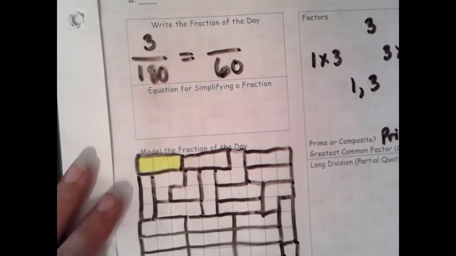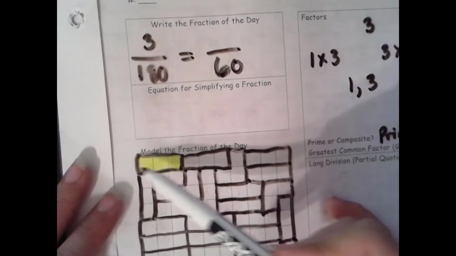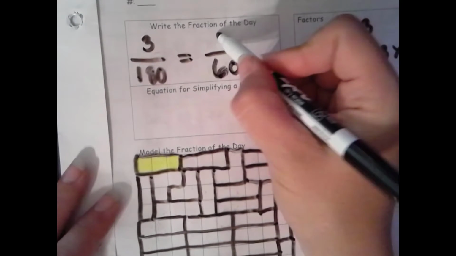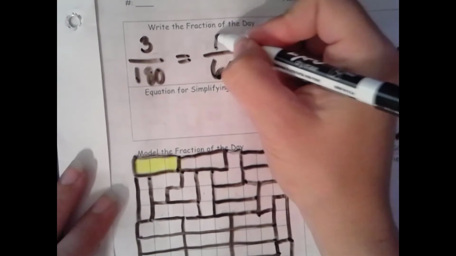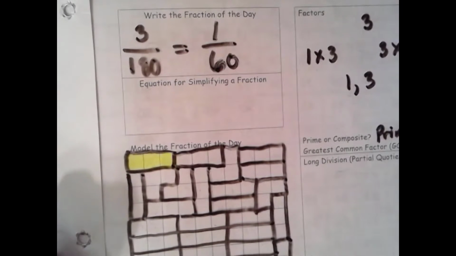Now, how many groups of 3 are shaded in? Well, we only have one group of 3 shaded in. So we've just used our model to find an equivalent fraction in lowest terms.